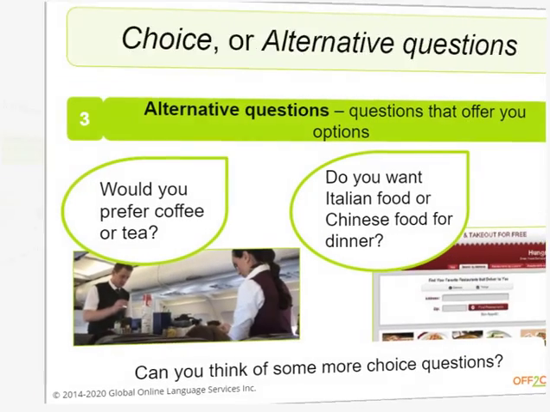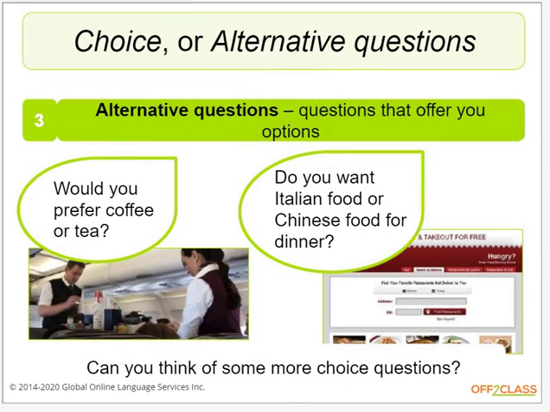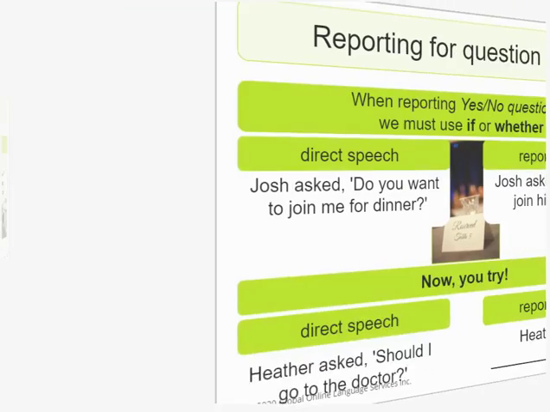All right. So, choice or alternative questions. These are questions that you could ask someone that give you options. Like, would you prefer coffee or tea? Do you want Italian food or Chinese food for dinner? Do you want to pay cash or credit is a good one. Would you like a tall, grande, or venti coffee? Do you want that hot or iced? Can you think of some more choice questions? Put them in the comments below, please, and we'll give you some feedback.